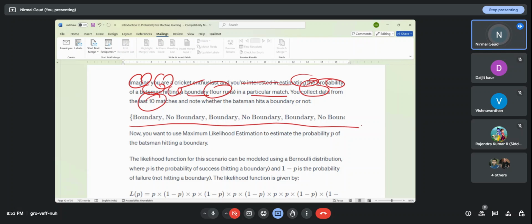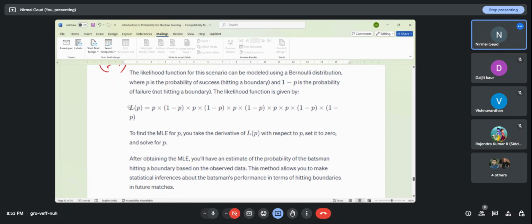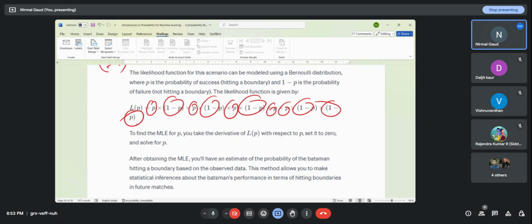Boundary, no boundary, boundary, no boundary, and dot dot dot. There are many more things. वो कट गया अभी यहाँ पे. So probability of boundary is p, not is 1 minus p. So you have to make a likelihood function. Then clear हो गई भाई बात. Boundary per p, not boundary per 1 minus p. Then boundary, then not boundary, then boundary, then no boundary, then boundary, boundary, no boundary, no boundary. This is your likelihood function.